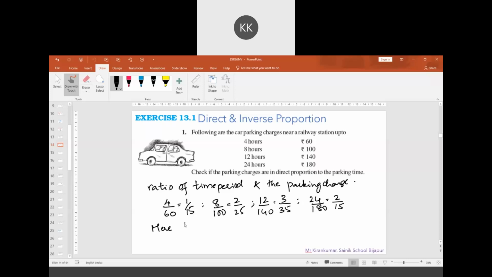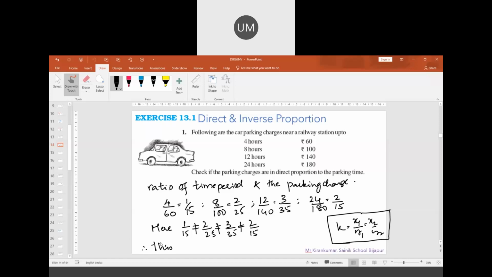Here, what we are getting is 1 by 15, which is not equal to 2 by 25. This is not equal to 3 by 35. This is not equal to 2 by 15. They are not equal. But in direct proportion, we have learned that x1 by y1 equals x2 by y2, and this will be a constant. This concept we have learned. k is equal to a constant. Therefore, this is not in direct proportion.